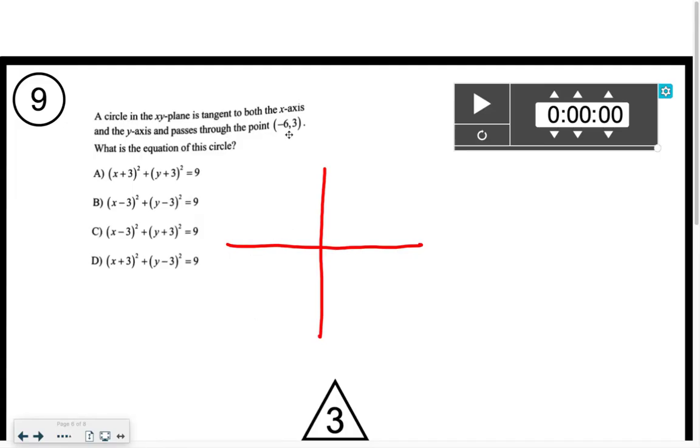If it passes through the point -6, 3, that's in the second quadrant. So I'm going to need this thing to be in the second quadrant. So I'm going to draw it like that. So this is basically what the circle should look like. To be tangent to any line means it touches it at one point. So it's going to have to look like this. It's going to have to hit the x-axis at one point and the y-axis at one point.